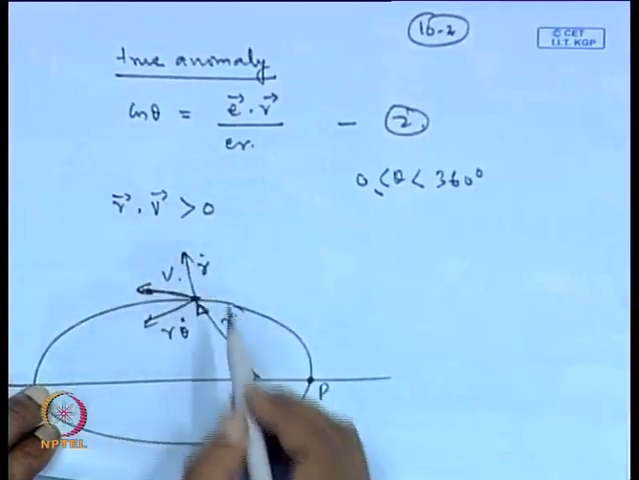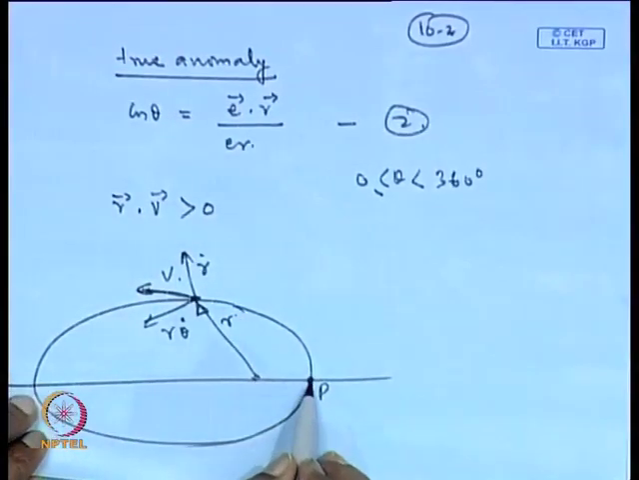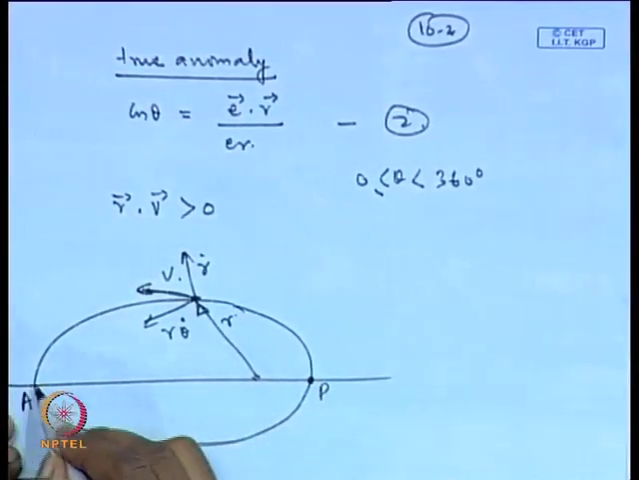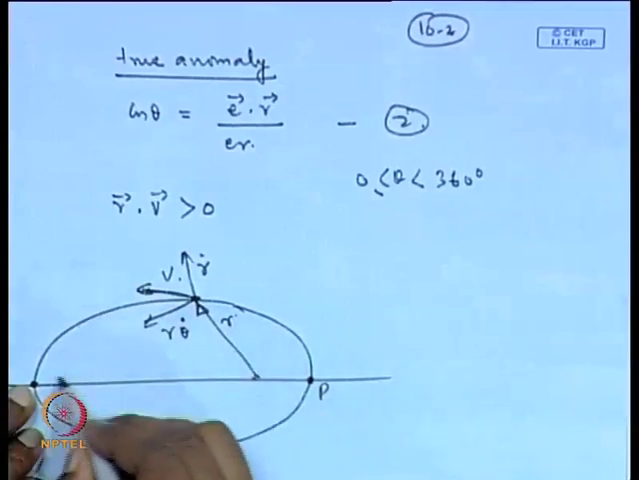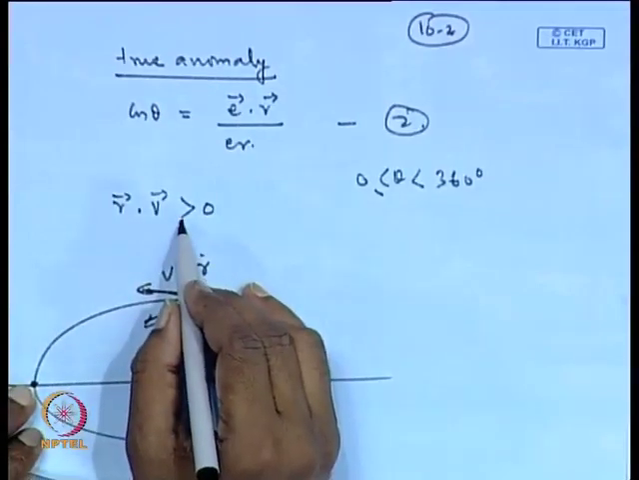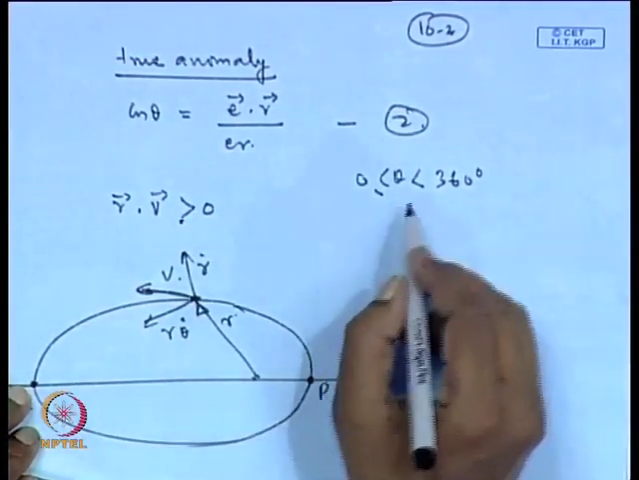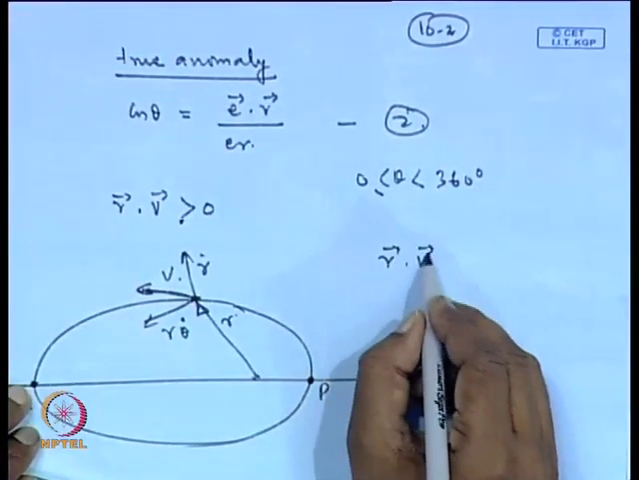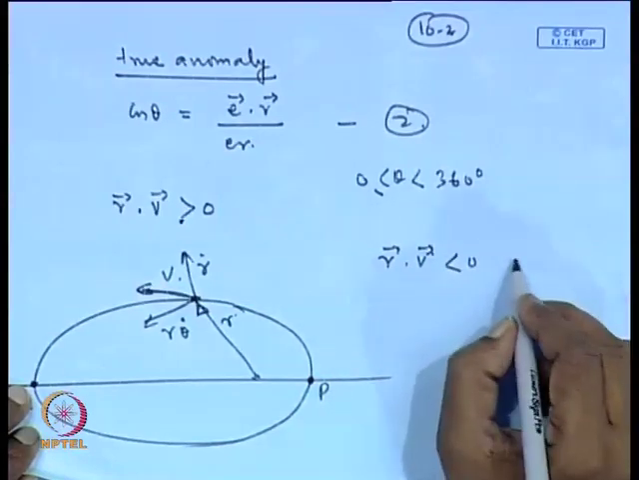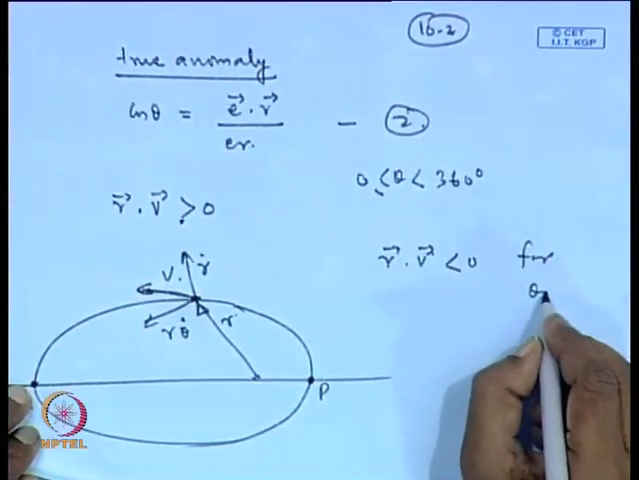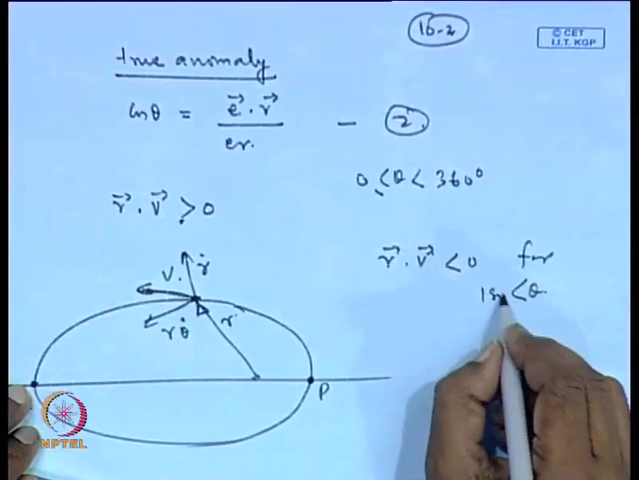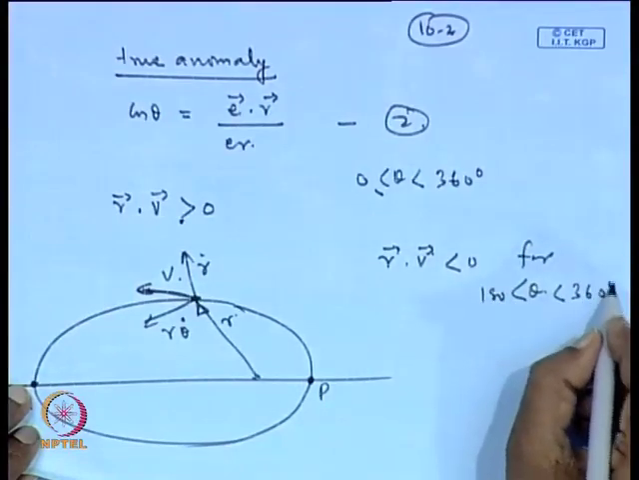So, r dot v will be positive while we move from perigee to apogee, till this point. From here to here this will be positive, but as soon as we go below this, r dot v will be less than 0 for theta lying between 180 to 360 degrees.